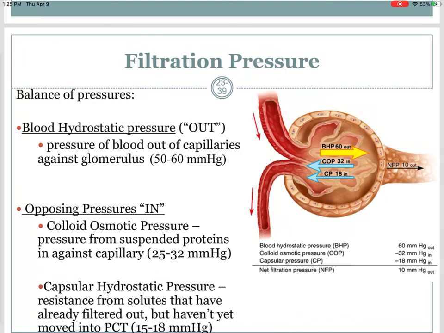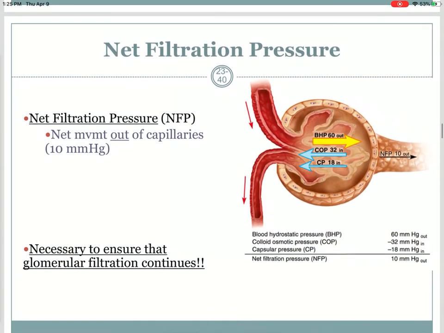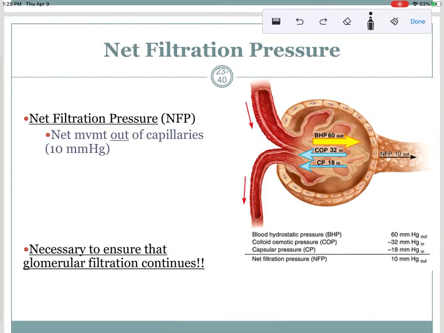And then we talked about the net filtration pressure. Under normal circumstances, basically as long as we want the kidneys to be functioning normally, we have to have the hydrostatic pressure greater than the osmotic pressure. Remember that? And that's what keeps filtration happening in this direction.